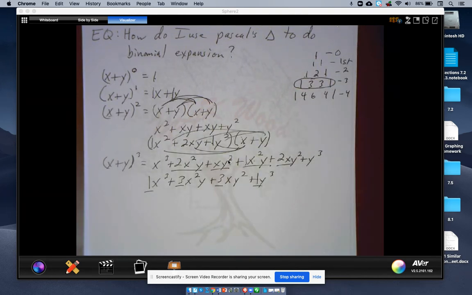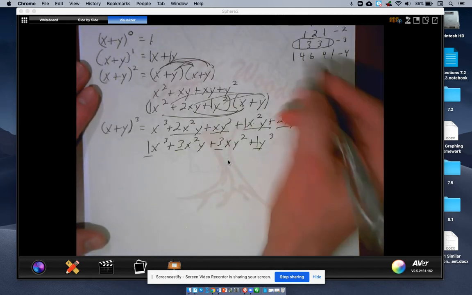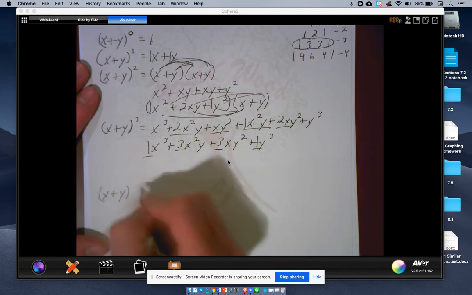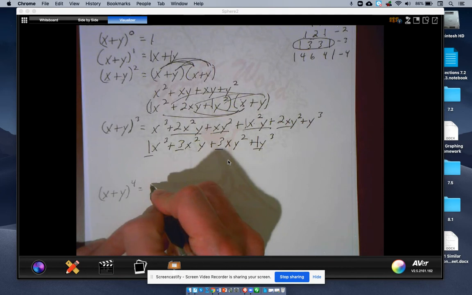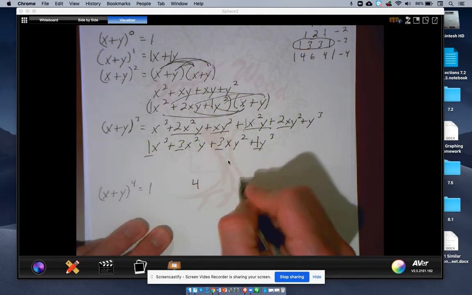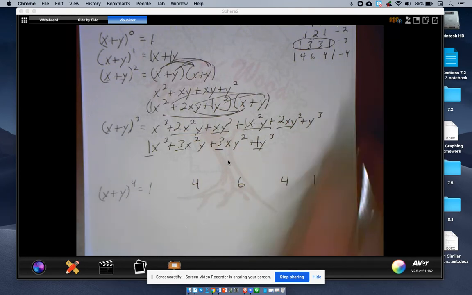Okay, so the fourth row is going to look like this. We're not going to make it hard anymore. I'm not going to get into this big ugly math. I'm going to just cheat and use my fourth row. So x plus y to the fourth will look like this. I'm going to put my coefficients down. 1, 4, 6, 4, 1. Okay, those are my coefficients.